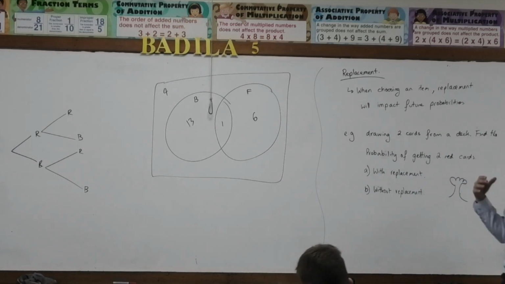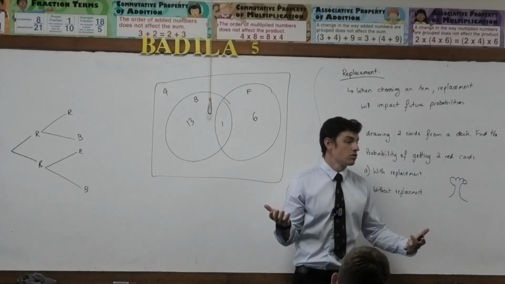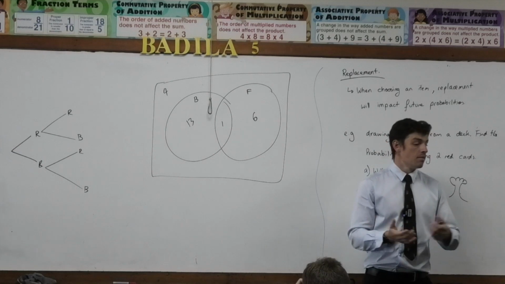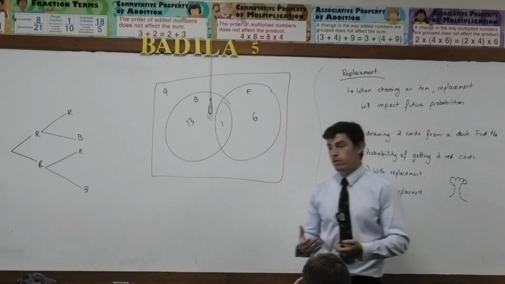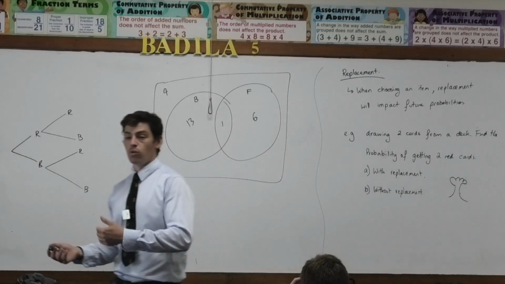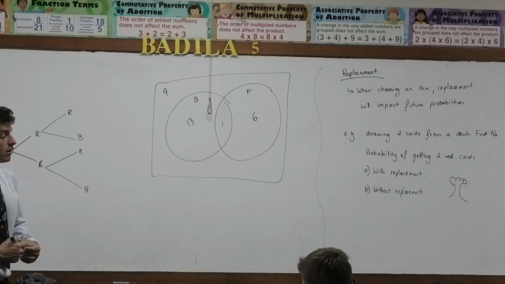That will be the same in both tree diagrams, won't it? Because in both scenarios, I've got red and black cards. In both scenarios, I need to draw 2 reds in a row, correct? So what changes about these diagrams? With or without replacement? What's going to change? Without replacement, the previous selection.